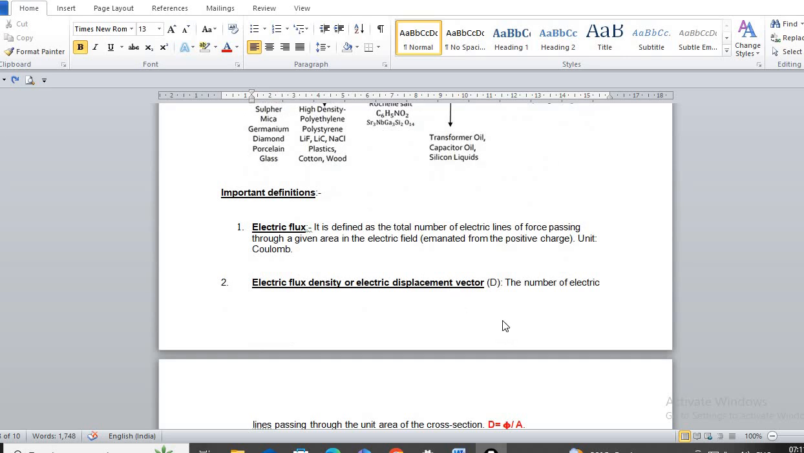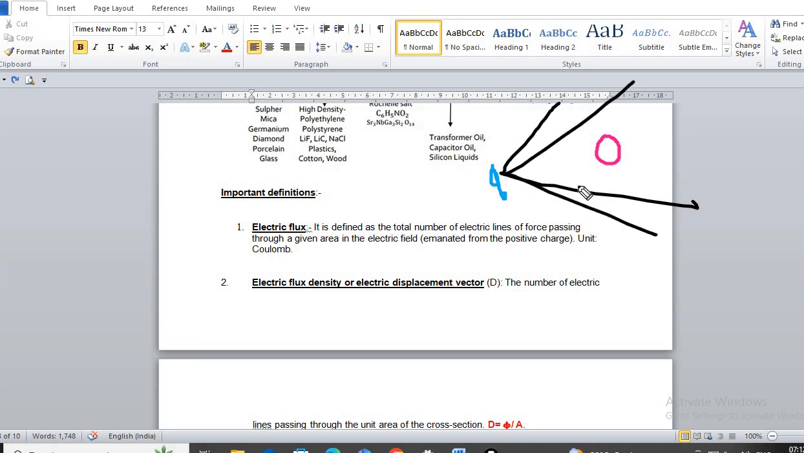So you know about electric flux, the electric lines of forces. If you are considering a unit cross-sectional area, and if it is a circular area, your calculation will be much easier. If you have a charge somewhere here, from this charge some number of lines of forces are passing. The question is, through this unit cross-sectional area, how many lines of forces are passing? This is the calculation of flux.